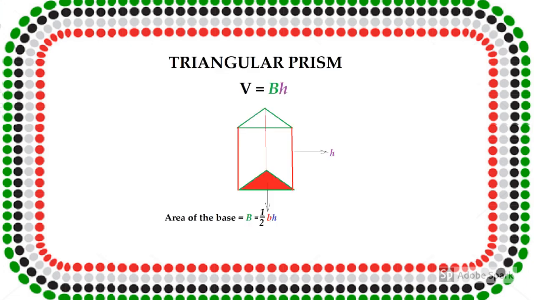To wrap it up, the volume of the triangular prism is always equal to base times height. The area of the base B times the height of the prism. And the area of the base is always equal to 1/2 BH. Always remember, get the area of the triangular base.